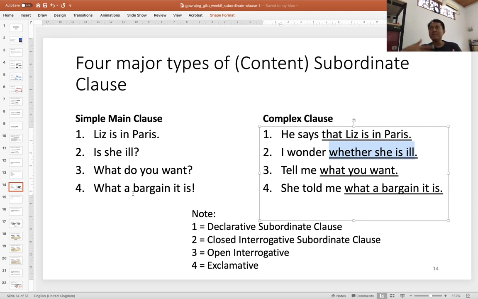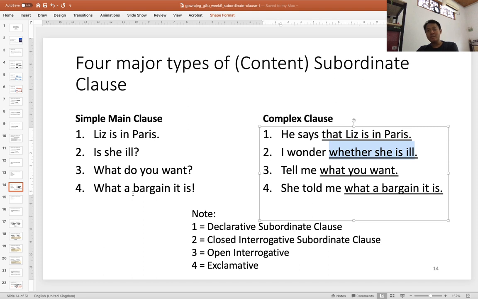And the last one is exclamative. Exclamative is like expressing surprise, mostly surprise, or arousal of emotion, like: what a bargain it is. Usually there is an exclamation mark, and that's a main clause. What a bargain it is. And you can use that as a subordinate clause, such as: she told me what a bargain it is.